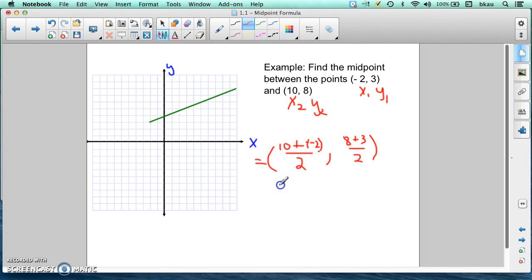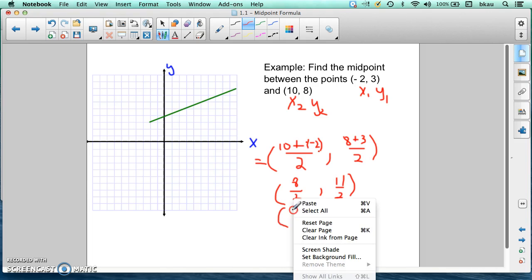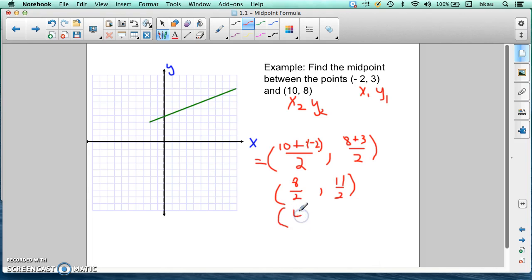Now in simplifying this, we're going to get 8 over 2, and we're going to get 11 over 2. Okay, so that's going to be the point 4, comma, and 11 over 2 is 5.5, right? 5.5. Now looking at your picture, let's just make sure that that makes sense.